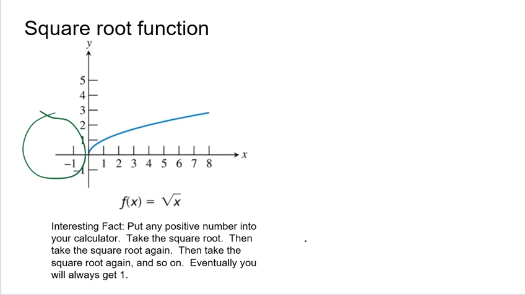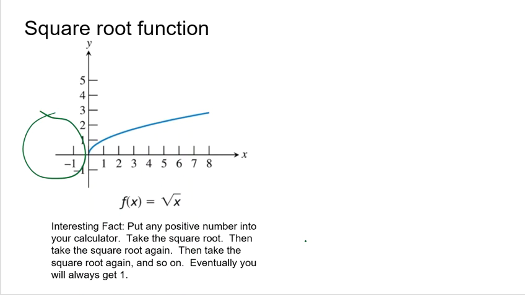Now, here's a cool fact. Just put any positive number into your calculator, then take the square root, then take the square root again, then take the square root again, and so on and so on. And eventually, you will always get to 1. Now, it takes a while. Like, even if you do the square root of 4, and then the square root of that, and then the square root of that, and the square root of that, you eventually do get down to 1.